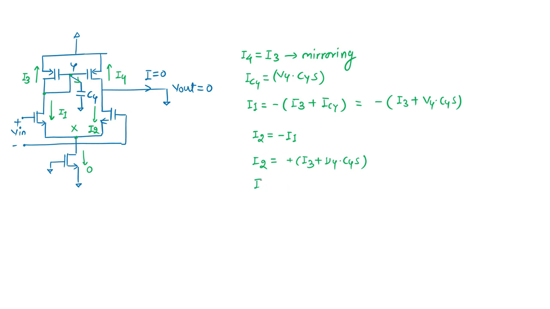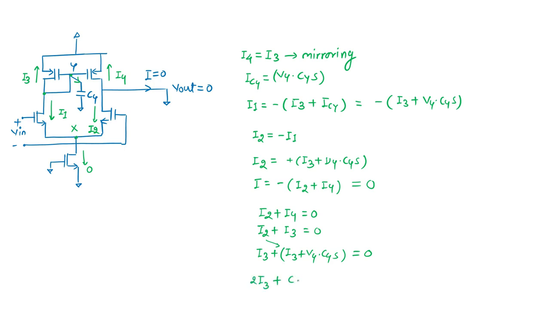Now, what is I? I is nothing but minus of I2 plus I4. So we have to make this zero. I have to make I2 plus I4 equal to 0. Because I4 is equal to I3, I have to make I2 plus I3 zero, and this is the expression for I2. So I3 plus Vy Cy S equal to 0.